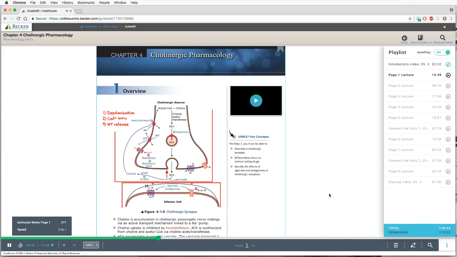This is what is represented in that presynaptic cholinergic neuron. Let's imagine exocytosis has occurred. Now acetylcholine is in the synapse. What is acetylcholine going to do? It's going to find receptors to bind to.